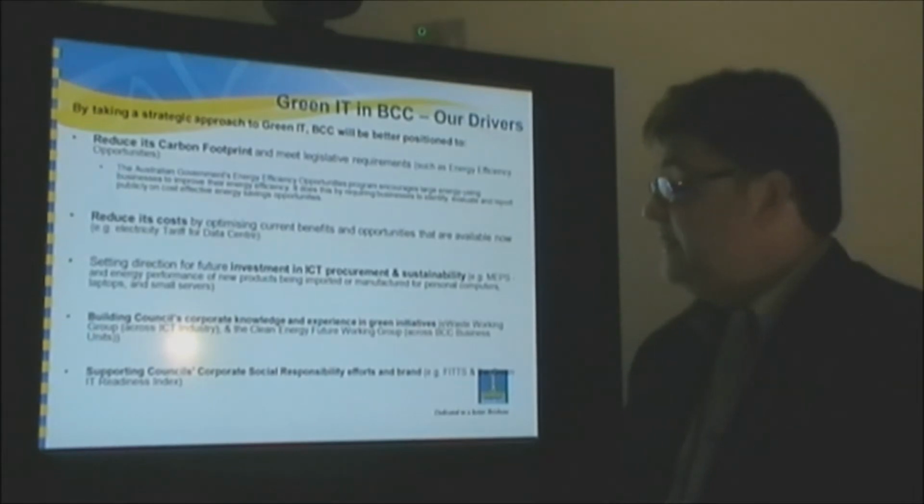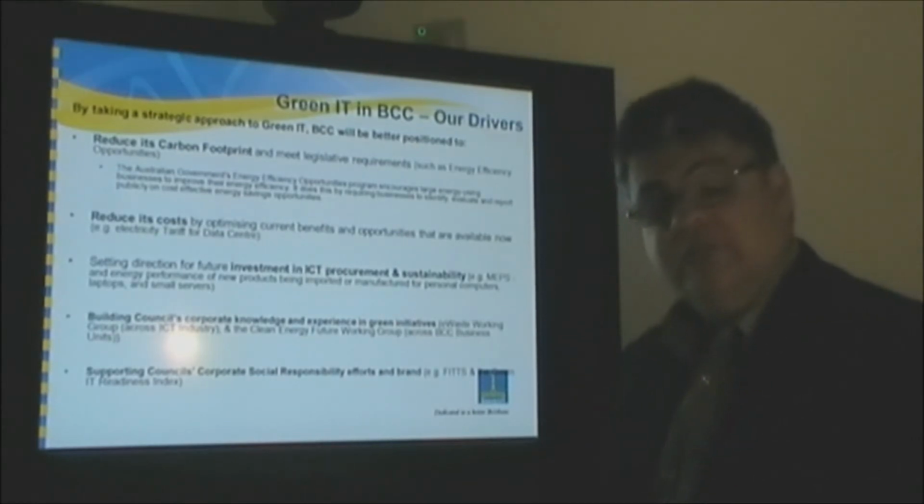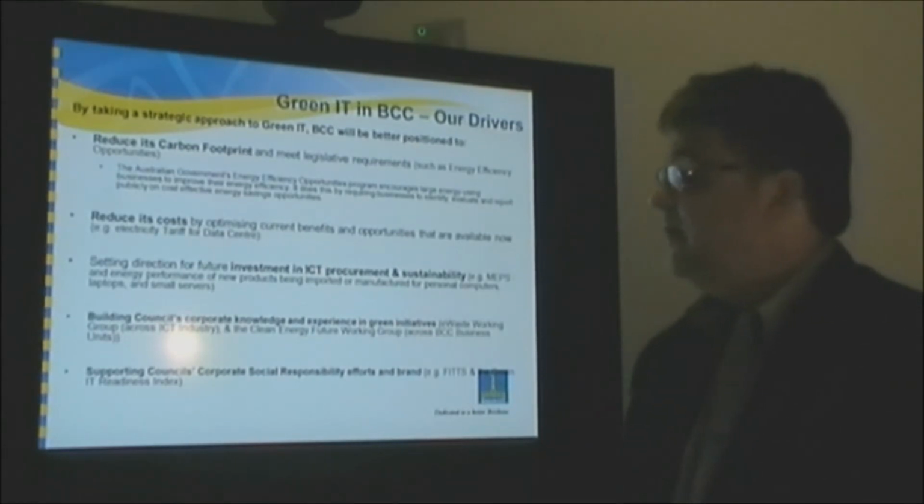Setting direction for ICT procurement and sustainability. We have a very strong focus in our procurement about the way we source and buy ICT products from our suppliers, and making sure, through the selection process we go through, that our suppliers have some sort of sustainability ethos, that they actually deliver on their promise. Those are the sorts of things we look at.